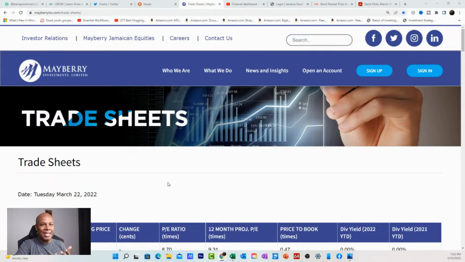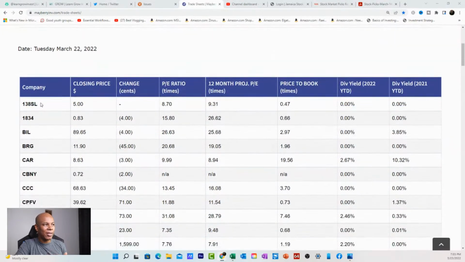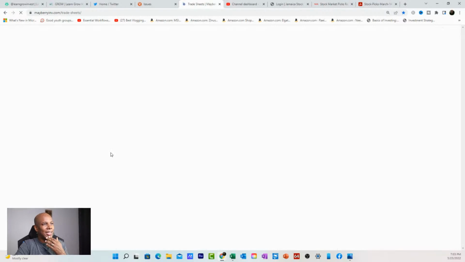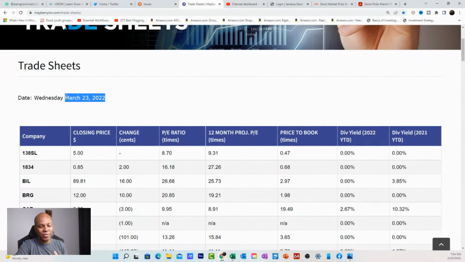So let's look at the data that it shows us, right? So we have the company name here. That's a ticker. We have the closing price. So this would be the price that it ended this particular trading day as. And we see that, well, this is saying Tuesday, March 22. So this is actually yesterday, and that's a good thing. Hopefully, let me actually refresh it to see if it's pulling data for today. Okay, so it's showing today, which is fine.